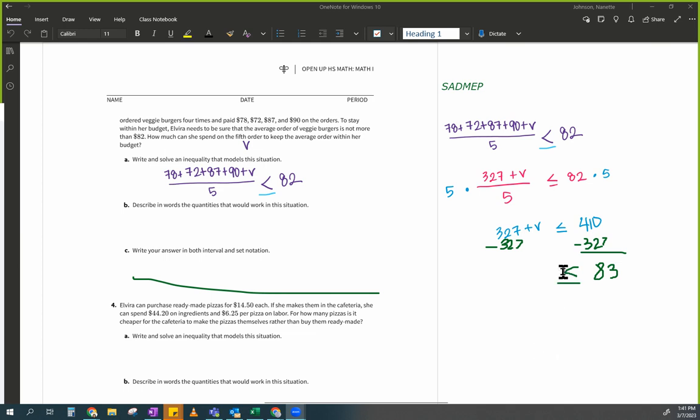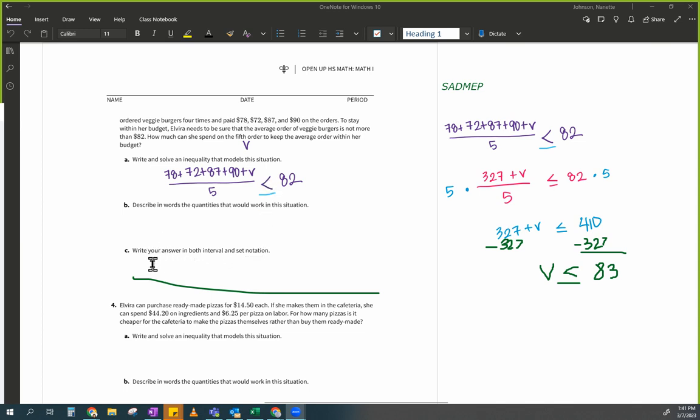Yeah, it doesn't, because we didn't multiply or divide by a negative on both sides, right? So V is less than or equal to 83. So in terms of that, what does that mean for her last order?